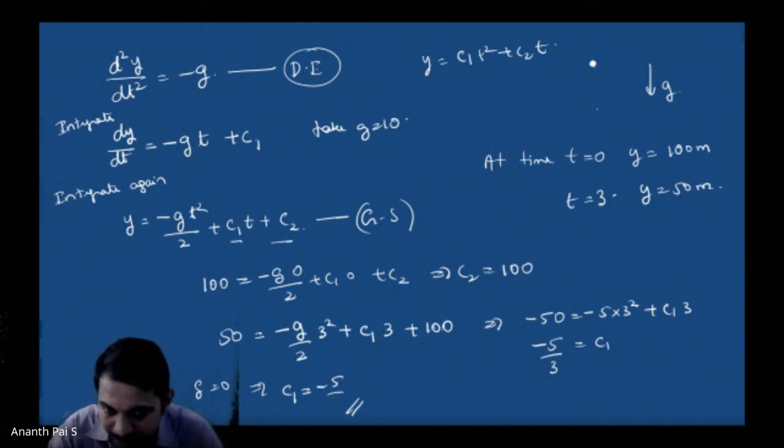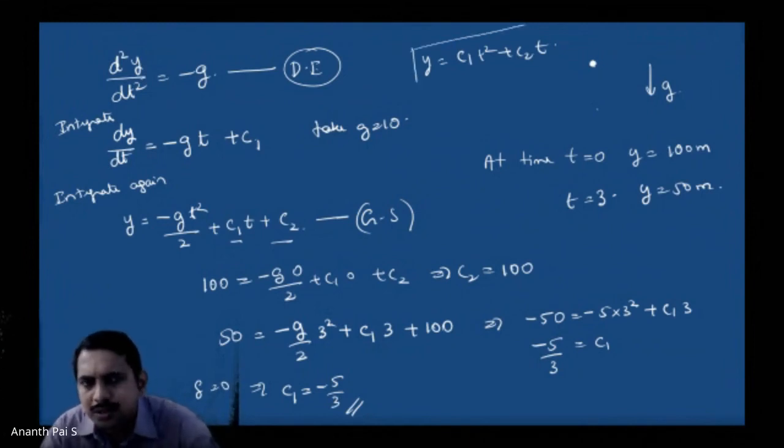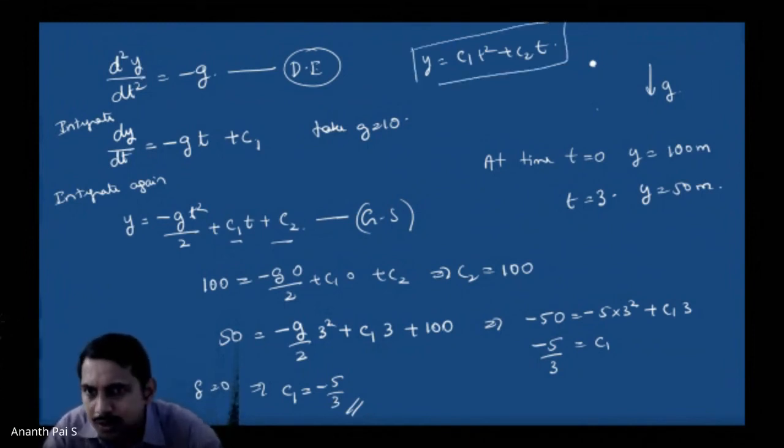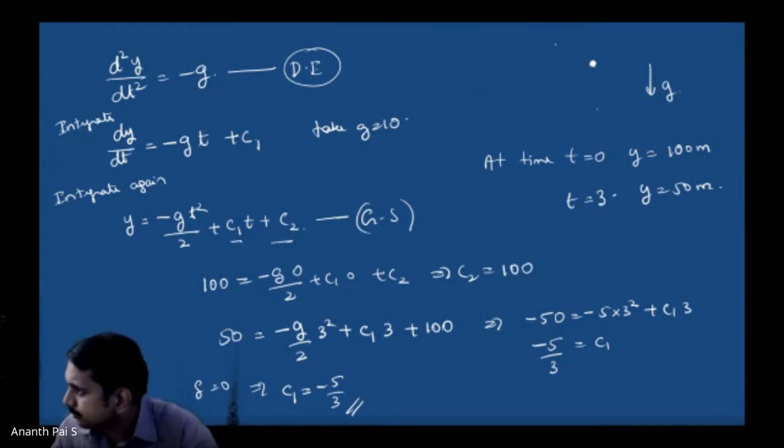Minus 5 by 3 is not 5 by 3. Let us do this, because t square is also a solution of this, because c1 into g, here you see, this one can also form the solution. If you put t square, let us write that out later, you'll get some other function.